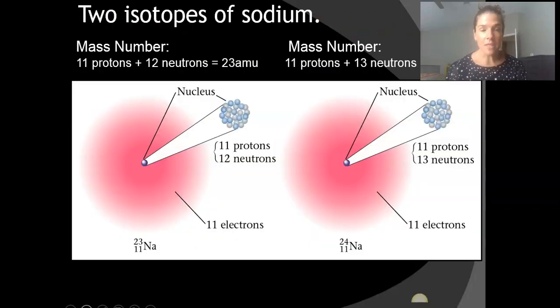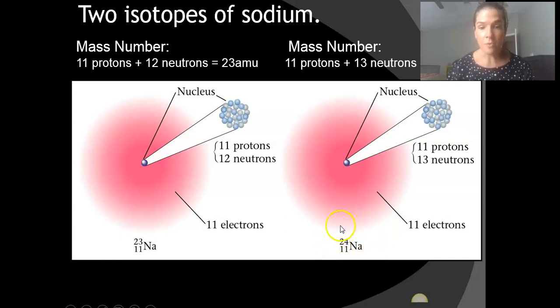All right, so here is an example of two isotopes of sodium. Remember that the atomic number is the same, so the number of protons is the same. In this case, we've got 11 protons right here in this atom of sodium. And in this one, we've got 11 protons, right? The thing that's going to differ is how many neutrons are there. In this particular picture, we have 12 neutrons. In this one, we've got 13 neutrons, giving it an overall different nuclear notation.